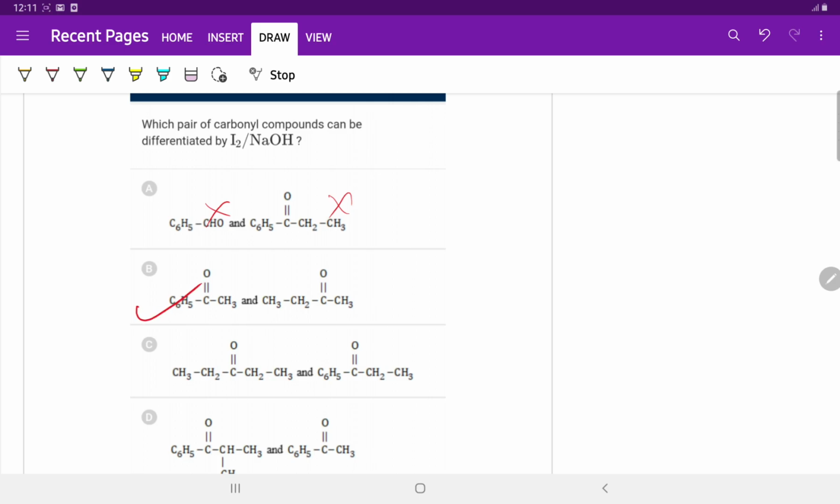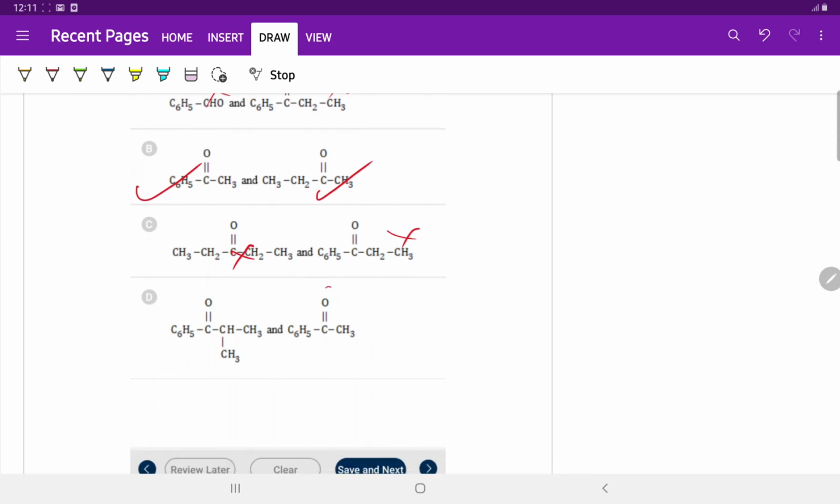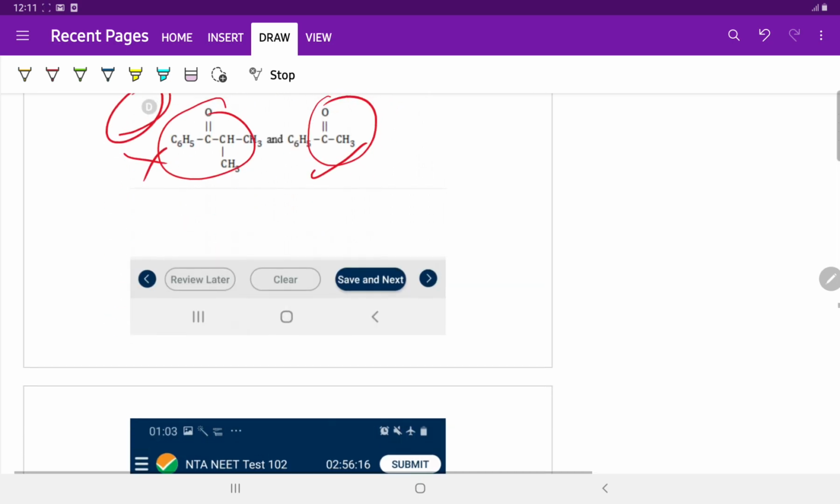CH3 C double bond. This will give iodoform reaction. This will also give iodoform reaction. This will not give iodoform test. This will not give iodoform test. This compound gives iodoform test, but this compound does not give iodoform test. So D is correct, and this mixture is differentiated by using iodoform reaction.